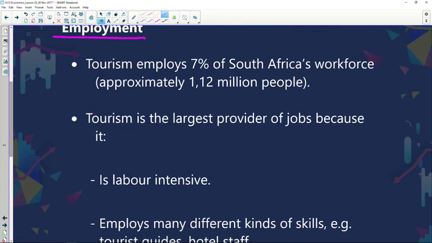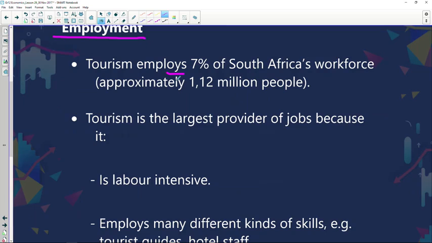So we know that employment is a big thing. We know that in our country, we are struggling with high levels of unemployment. So when we hear the word employment, we get very excited because we are creating opportunities for people to be employed so that they can generate an income and be able to participate in economic activity. So we know that the tourism sector employs 7% of South Africa's workforce. That's approximately 1.12 million people get employed by the tourism sector. So that's a good number.